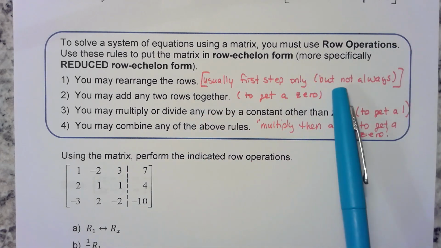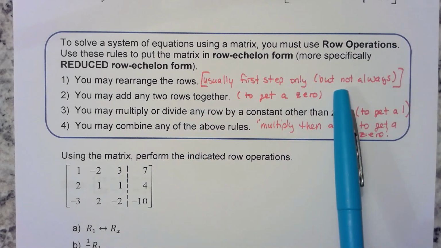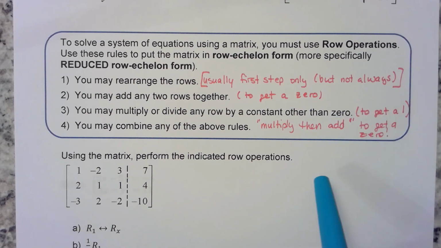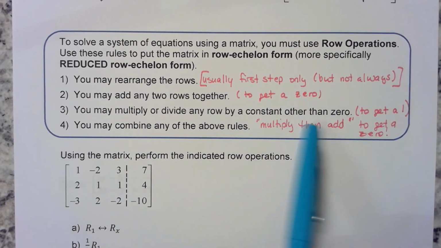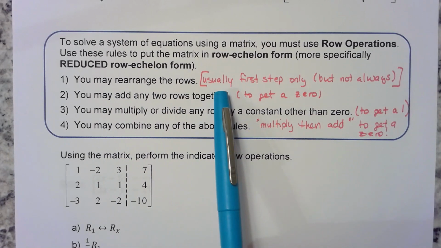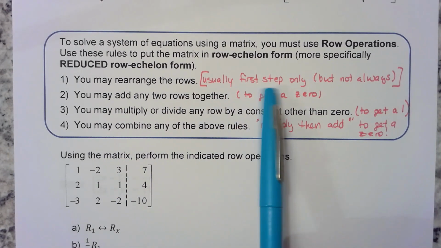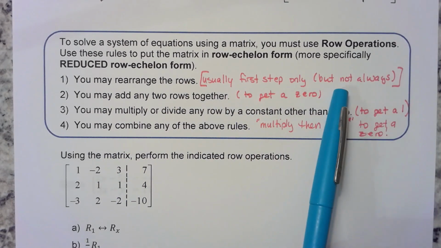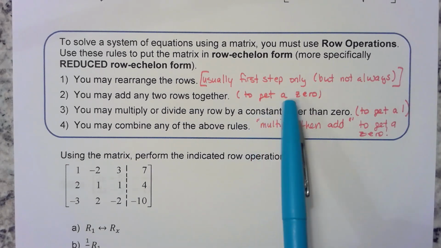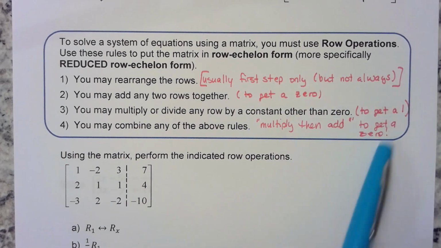But you know how whenever you play games, especially strategic games, sometimes there's like little hints. Well, if you want to do this, then do this. Let's look at these little hints that I'm giving you. You can rearrange the rows, but you really only want to do that during the first step. It's not always the first step, but almost always it's only the first step. And by the way, we're looking for 1s and 0s. So that's why we have all of these little hints over here.